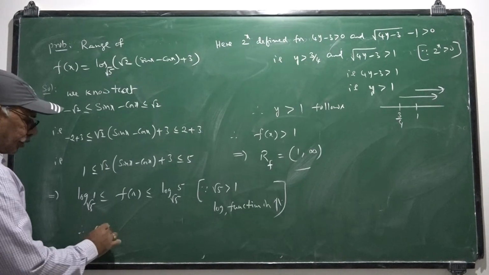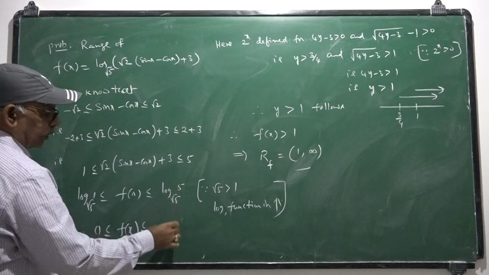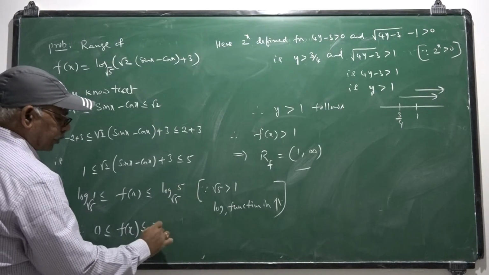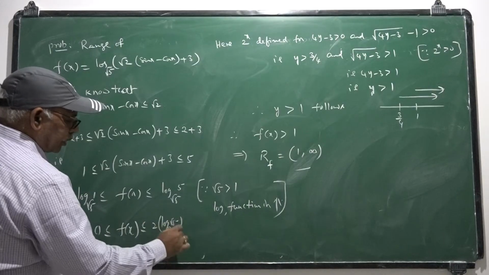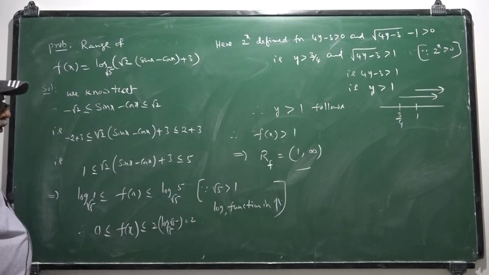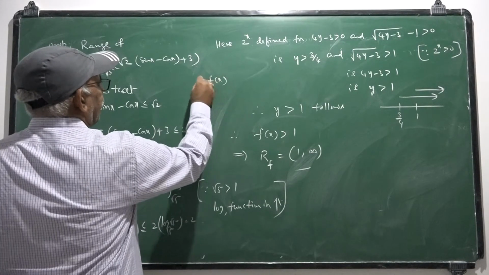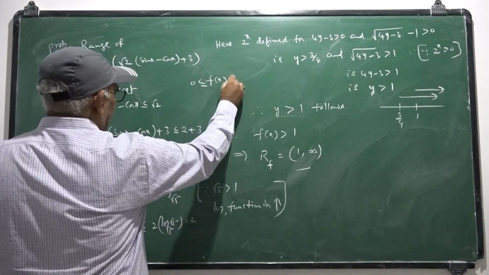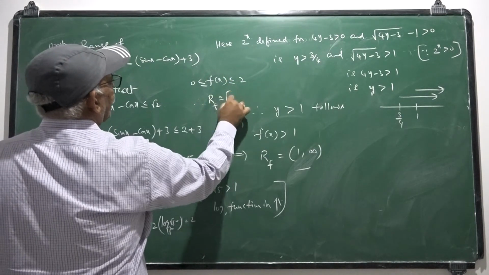Therefore, 0 is less than or equal to f(x) is less than or equal to log of root 5 whole square to the base root 5, hence 2 log root 5 to the base root 5, which is clearly 2 here. So, the range of f, therefore f(x) lies between 0 and 2. So, range of f is 0 to 2.